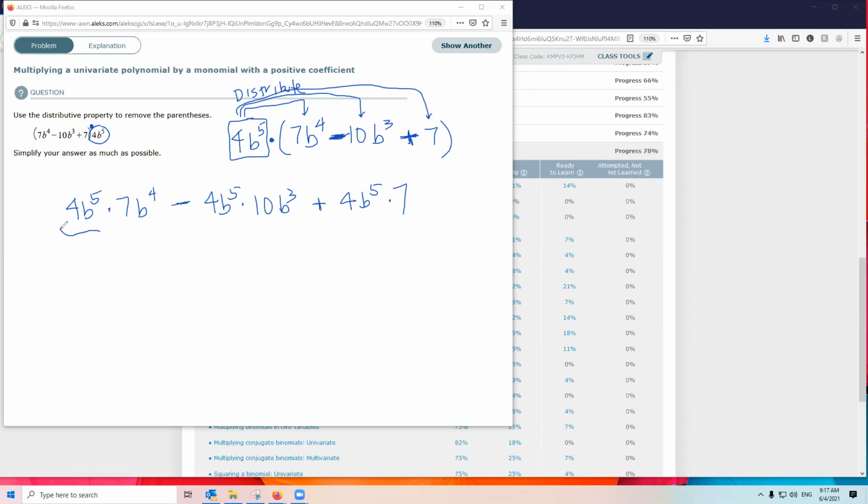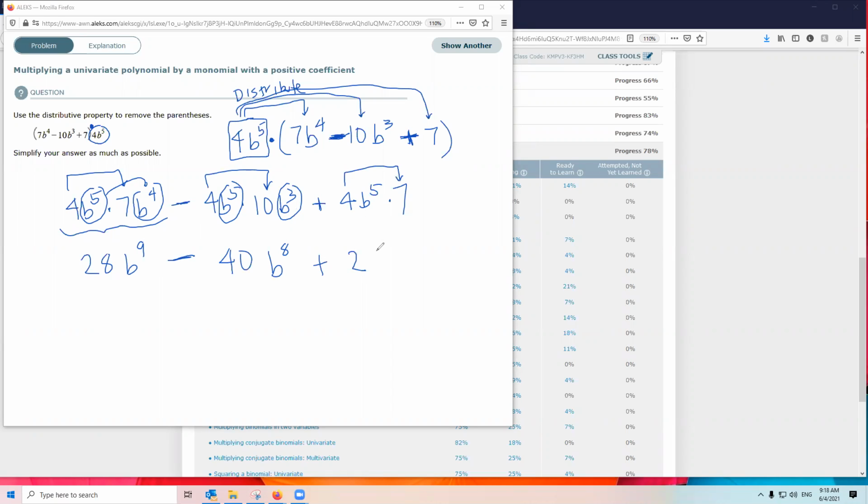Well, now I'm just going to simplify each one of these expressions. 4 times 7 is 28. B to the 5 multiplying b to the 4, that's the product rule. Add the exponents together, that's b to the 9. All right, let me come here. 4 times 10 is 40. Now I have b to the 5th multiplying b to the 3rd. Add the exponents, that's b to the 8. Finally, back here, 4 times 7 is 28. Bring down the b to the 5.